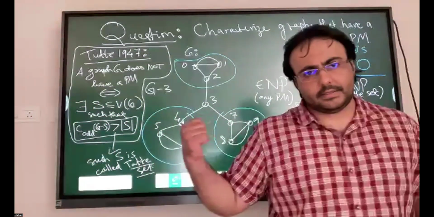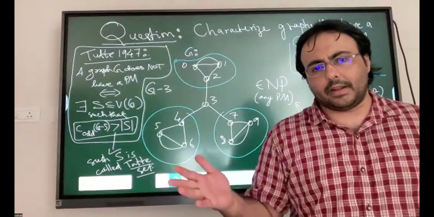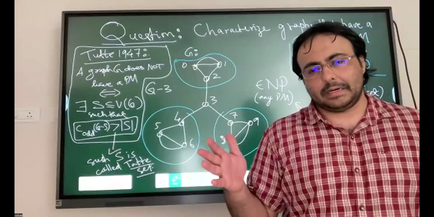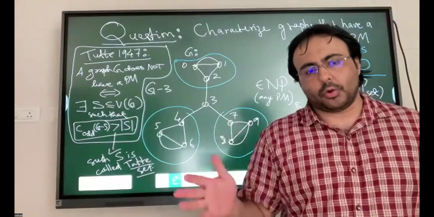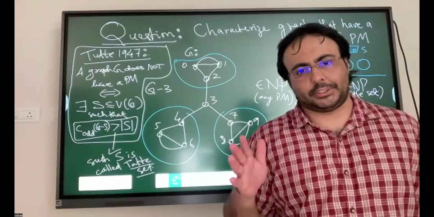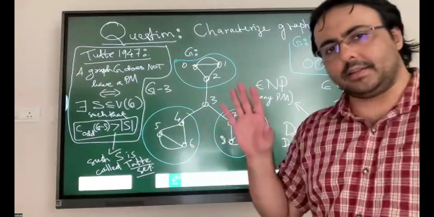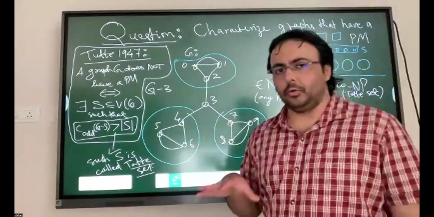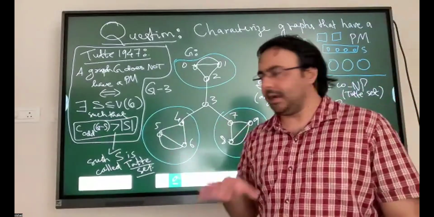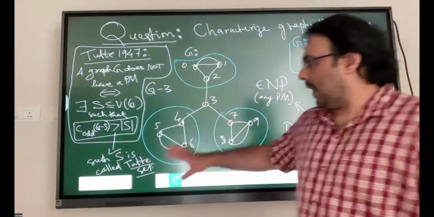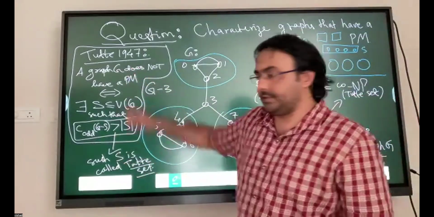So Tutte proved this, and Tutte's theorem immediately proves that every 2-connected cubic graph has a perfect matching. This is the weaker statement. This was proved by Petersen in 1891. Every 2-connected cubic graph has a perfect matching. So let me quickly convince you why this statement is true using Tutte's theorem.